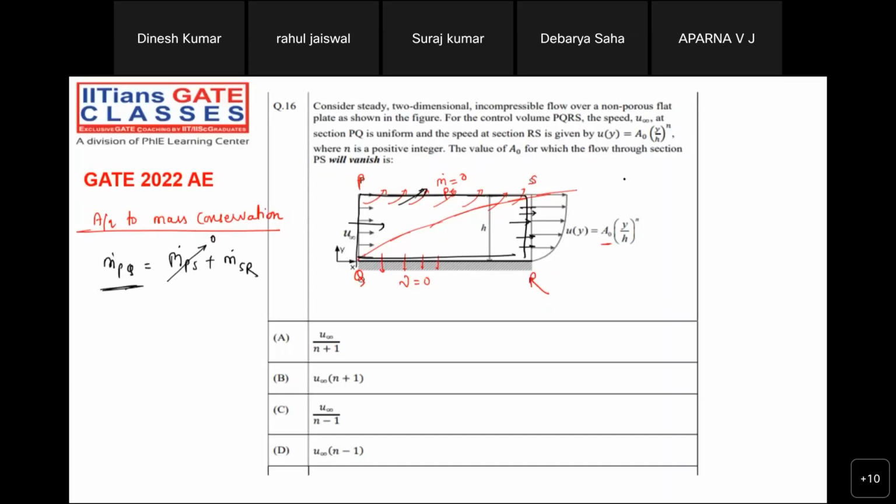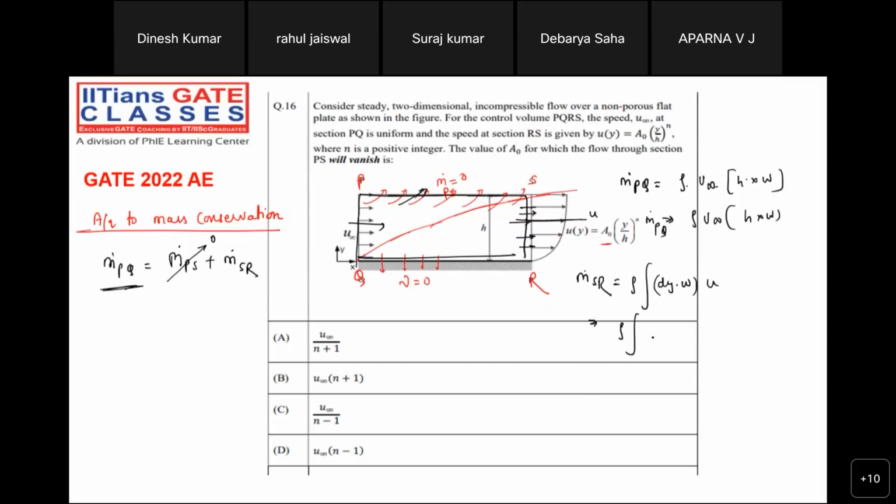And what is the mass flow rate through section PQ? Rho into u infinity into area. What is the area? H into width. So this is the mass flow rate through section PQ. What is the mass flow rate through section SR? Again, they have given a velocity profile that is not linear. It's a non-linear velocity profile, so for that we need to do integration. And that is rho into area of the flow. Area of the flow we can write as dy into width into u. At any layer, if you take the velocity, I can write something like that.